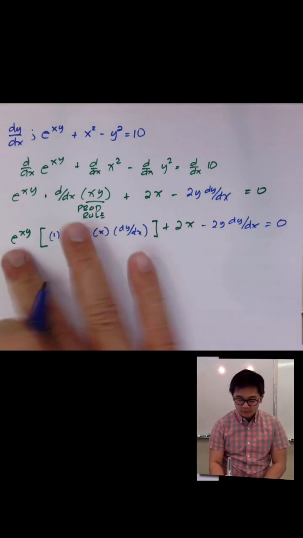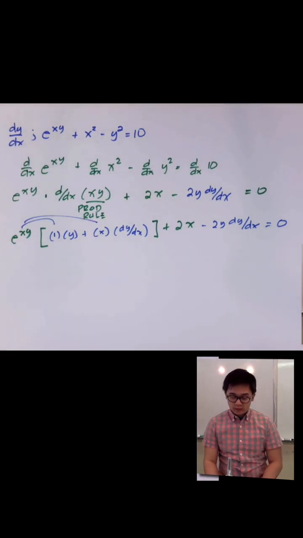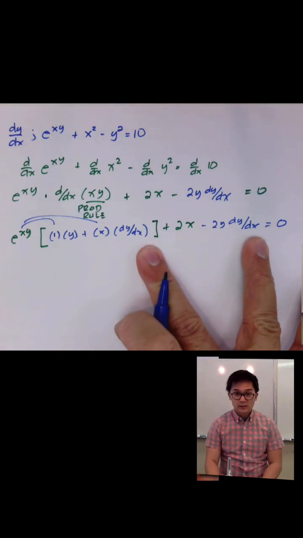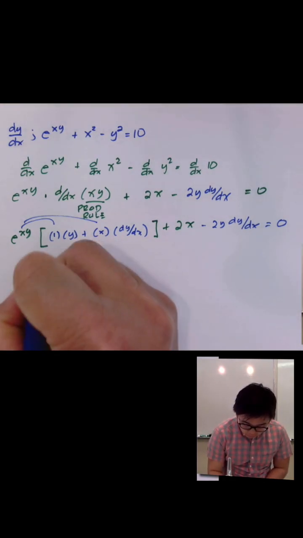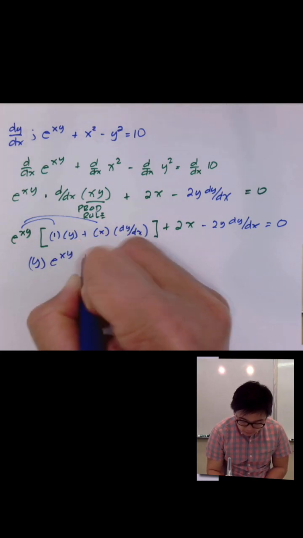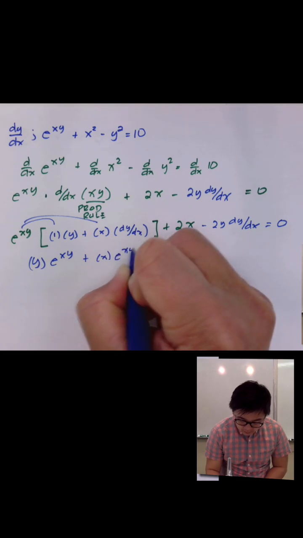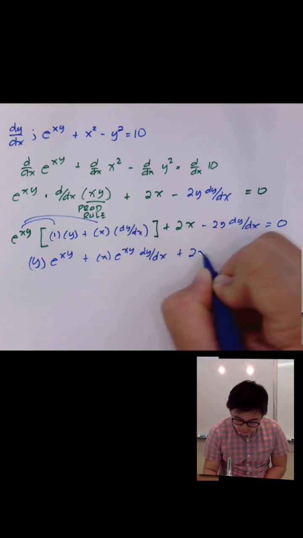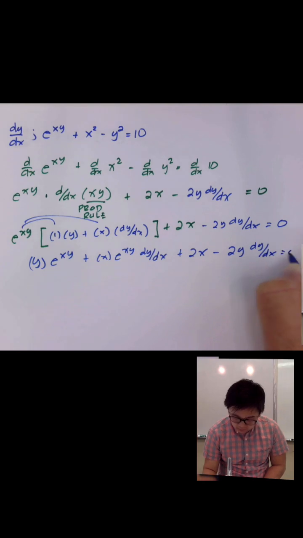And the rest of the function will have negative 2y dy/dx. So by simplifying this, I will distribute e to the xy to my function here so I can isolate dy/dx later on in my equation. So I will end up with y times e to the xy plus x e to the xy dy/dx plus 2x minus 2y dy/dx equals 0.